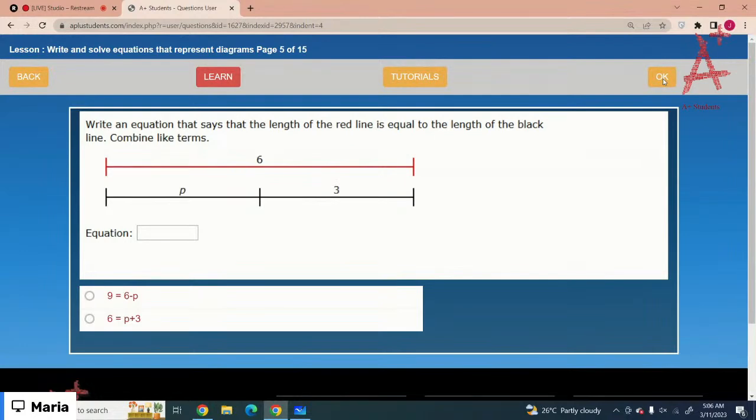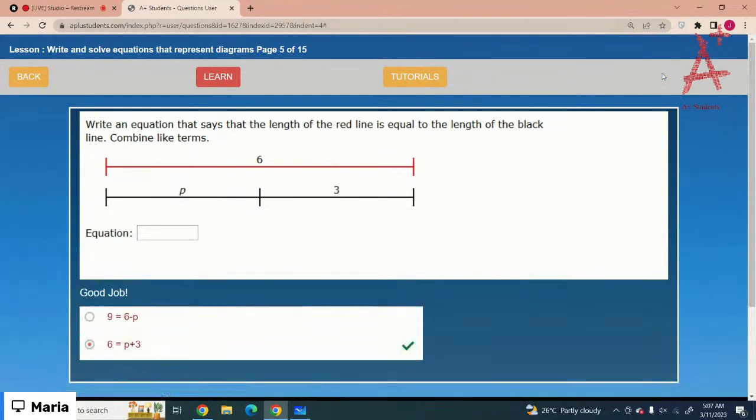Okay, write the equation that says the length of the red line is equal to the length of the black line. Combine the like terms. So the length of the red line is 6 and the length of the black line is divided into two segments. The sum of the lengths of the segments is the length of the black line. So it would be p plus 3. Got it? They are not like terms. Like terms are the ones that have the same variables. So the equation is 6 equals p plus 3. Just select the correct option and click on the OK button.